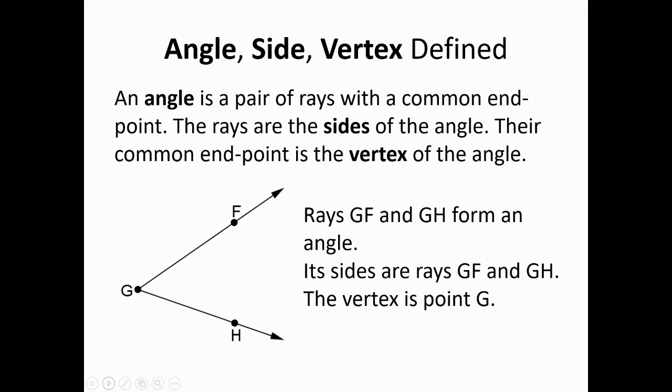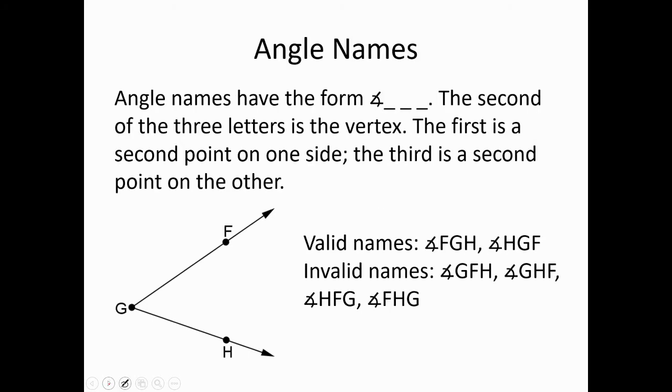So look at our diagram. We have a pair of rays, one called GF, the other called GH. They do have a common endpoint, which is the point G. So together, those two rays make an angle, and its vertex is that common endpoint G.